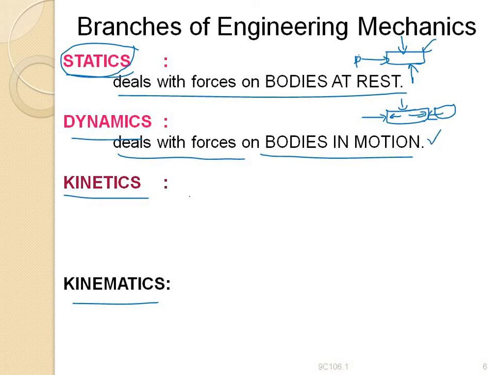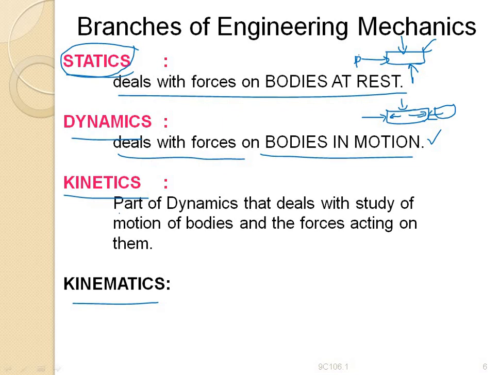Okay, and next is kinetics. Kinetics is the part of dynamics that deals with the study of motion of bodies and the forces acting on them. That means where the bodies are in motion and the forces are acting on them, it is known as kinetics. Okay, remember.